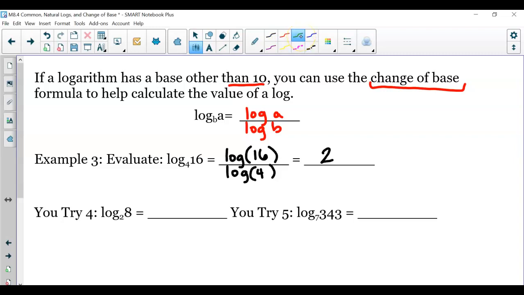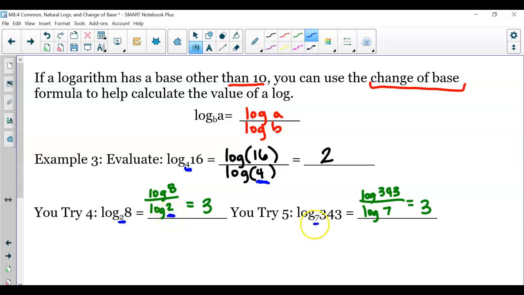And here you go. Log base 2 of 8 is the same as log of 8 divided by log of 2, which gives you the value of 3. Then you try 5: you have log of 343 divided by log of 7, which is equal to 3. Just a reminder, your base is what always goes in the bottom, the denominator, when you're setting up the change of base. So that base 2 here is what goes in the denominator. Keep that in mind when you're setting up the change of base.